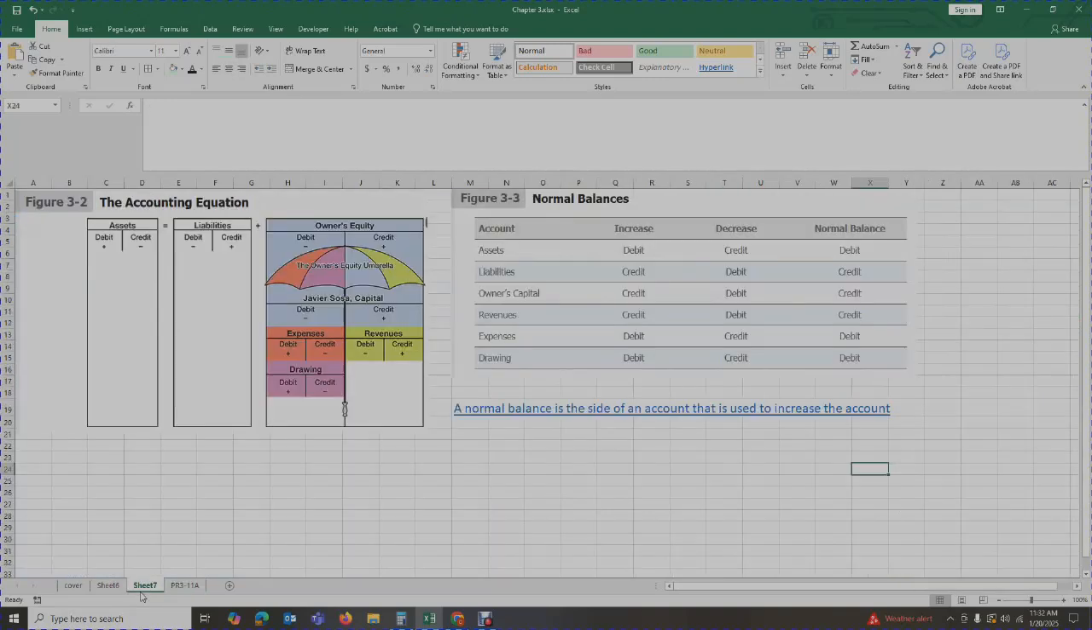That is why it's very important that you always keep this handy. That way you know, okay, if it's an asset and it increases, I debit. If it's a credit, I decrease. If it's a liability and it's increasing, I credit. If it's a liability and it's decreasing, I debit. That's why it's very important that you memorize this figure 3-2.